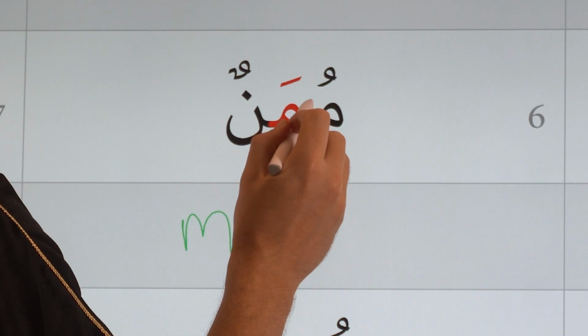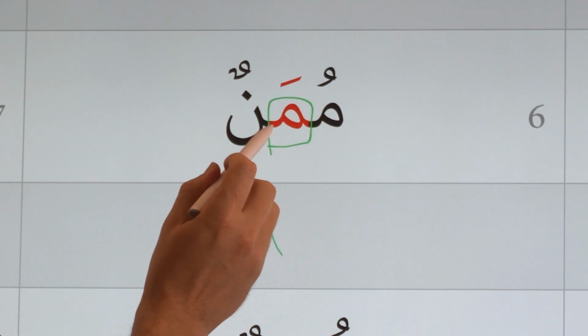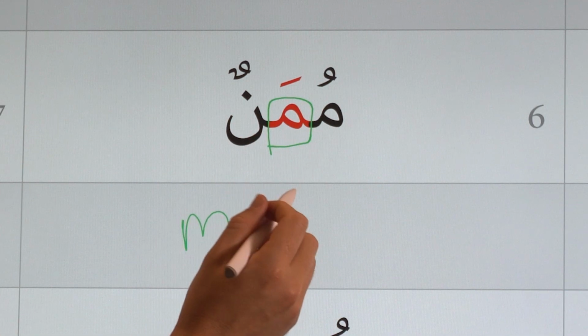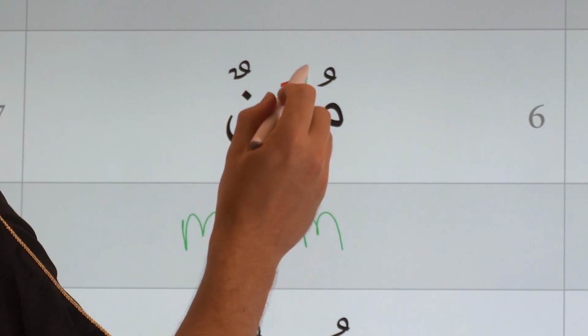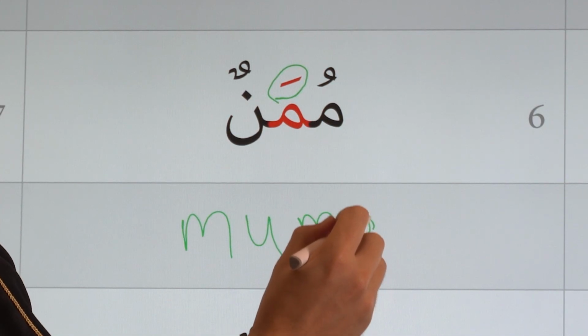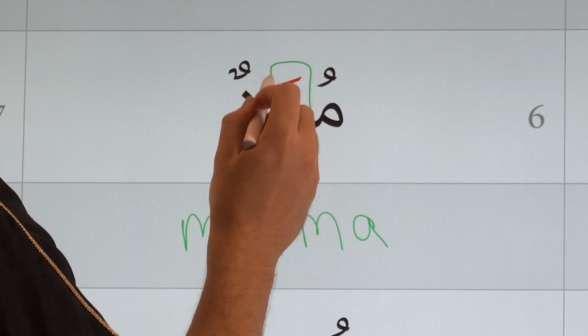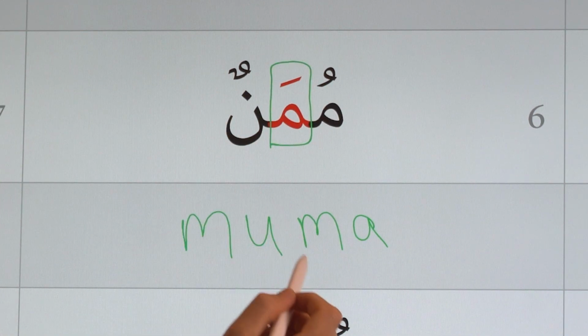The second letter in the middle of a connection is another miniature circle, meaning this is the letter Meme, so we're going to write an M for the Meme. Above the Meme, we see a Fetha, so we write A for the Fetha. So together, the Meme and Fetha would be pronounced Ma.